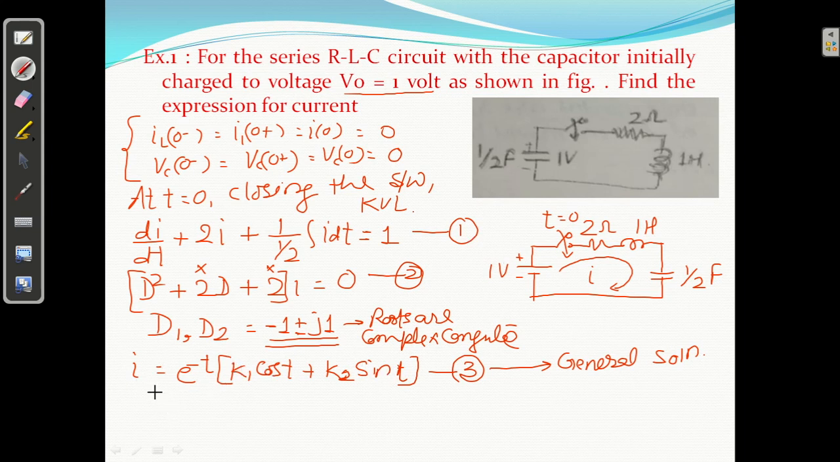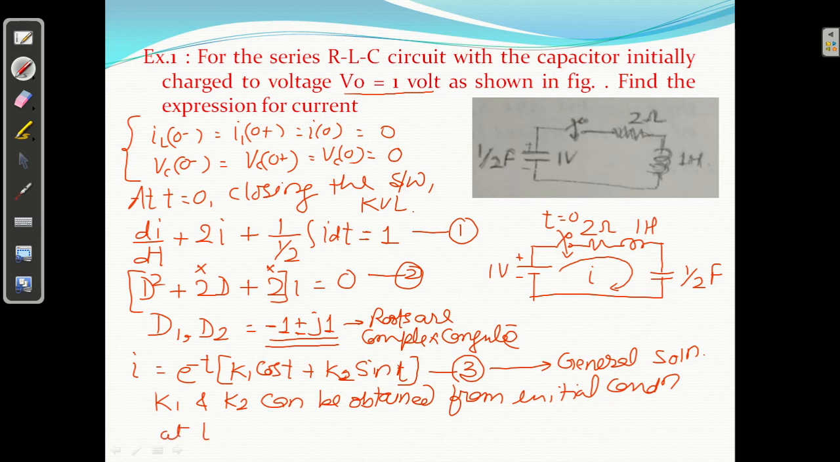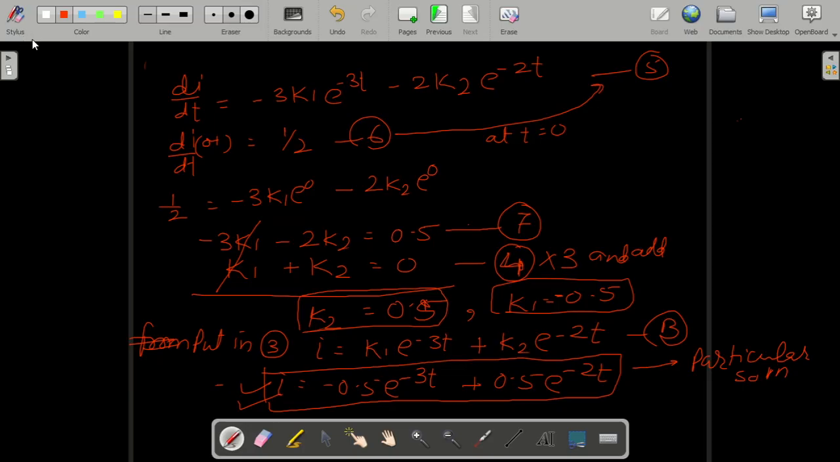k1 and k2 can be obtained from where? From the initial condition. What is the initial condition? At t equal to 0, i equal to 0, and v is also 0. You can see these are the two initial conditions, right? So we will put it in and try to get the answer. I'm going to use a separate sheet.